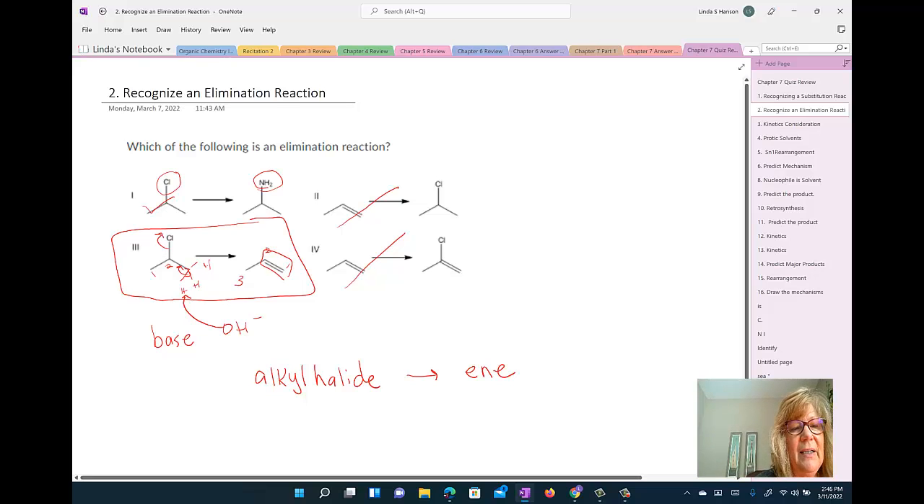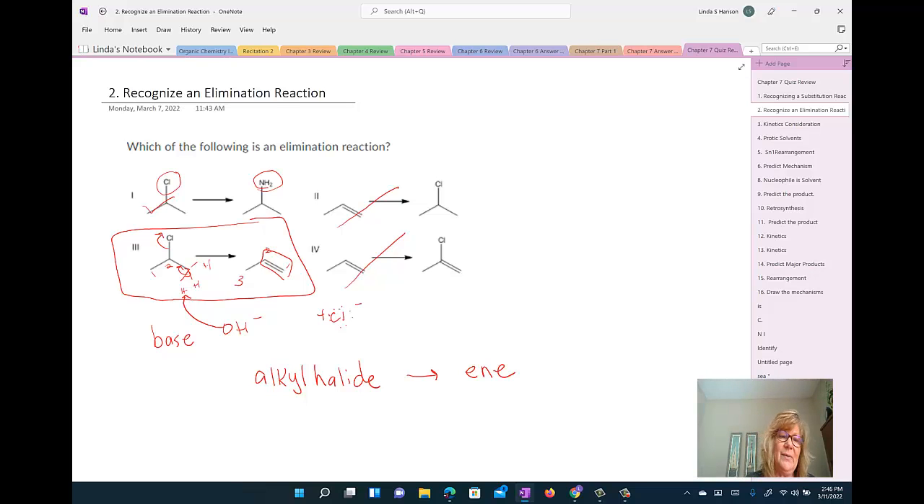And remember, the leaving group leaves, even though you don't see it, we know that it's there. We just always write the organic products only. So the chloride is the other product. The leaving group leaves as the beta hydrogen was abstracted. Okay, great.